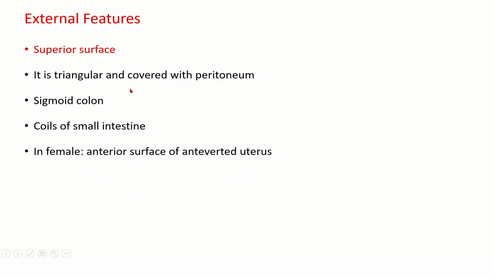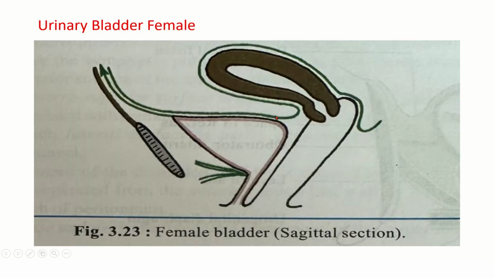Superior surface is triangular and covered with peritoneum, sigmoid colon, coils of small intestine, and in females anterior surface of the anteverted uterus. You can see here, in females, anterior surface of the anteverted uterus is also related to the superior surface of the bladder.